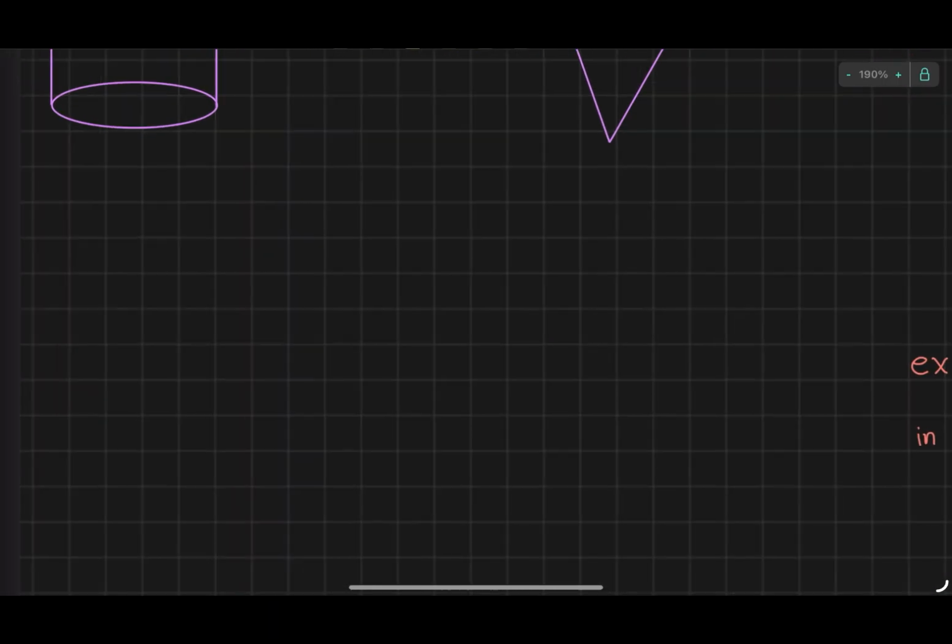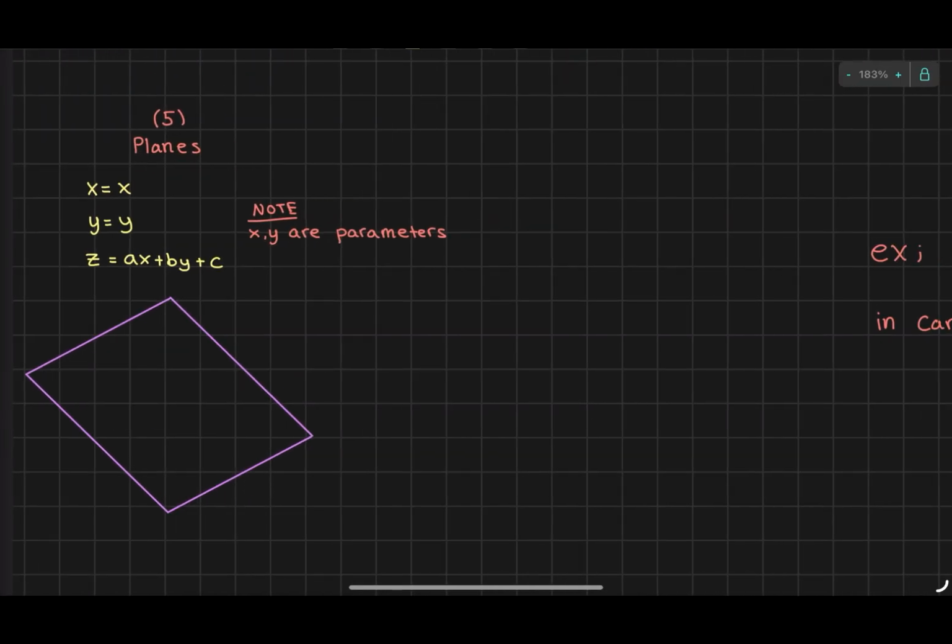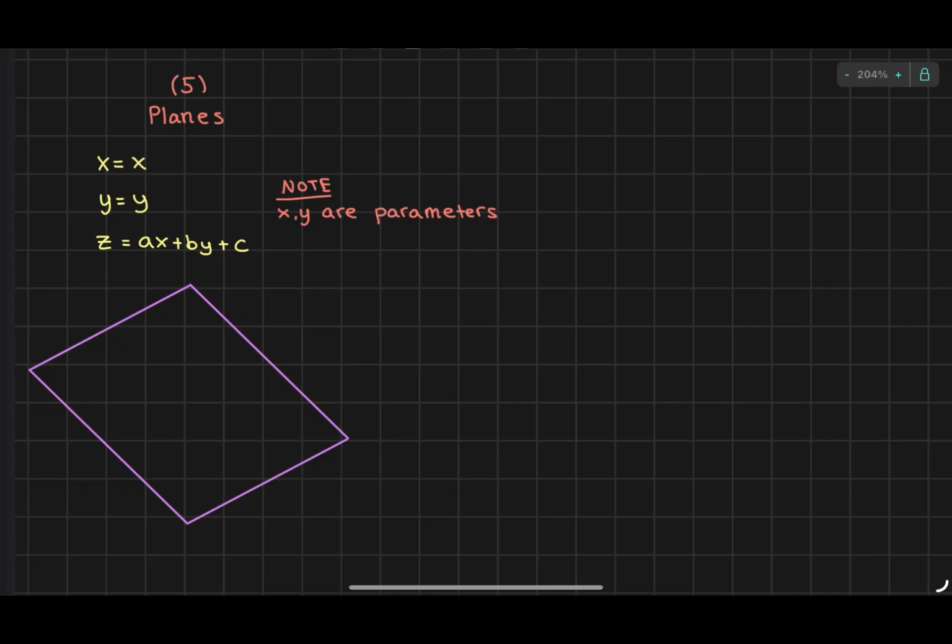And 5 and 6 are kind of lumped together. They're going to be planes. I didn't write 6 because it's essentially the same concept, but for planes, we're going to have an explicitly defined function, so our x is going to be equal to x, our y is going to be equal to y, and our z is going to be equal to some plane equation, which is going to look something along the lines of ax plus by plus c. And I just want to note here that x and y are going to be our parameters.